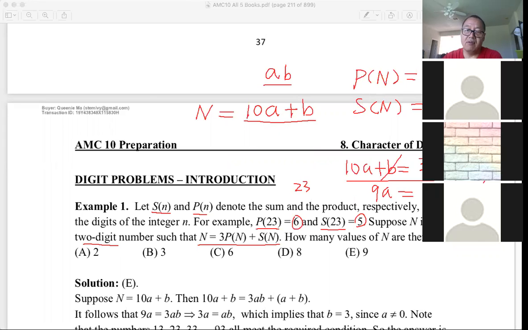So then say both sides divided by 3. Then we get 3 times A equals A times B, right? Now, can we cancel out A? Emily, can you tell me, can we cancel out A? Yeah. Why?